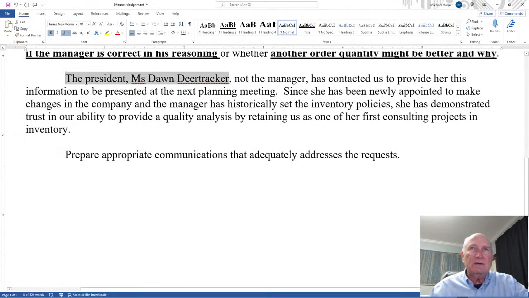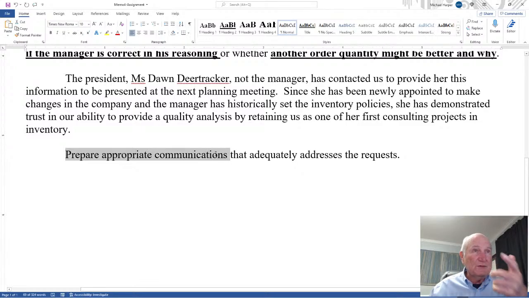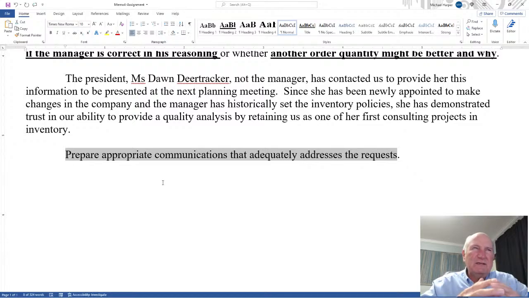The president, Ms. Dawn Deertracker, not the manager, has contacted us to provide her this information to be presented at the next planning meeting. Since she has been newly appointed to make changes in the company and the manager has historically set the inventory policies, she has demonstrated trust in our ability to provide a quality analysis by retaining us as one of her first consulting projects in inventory. So this sets the scenario. She's new. The manager has been there, has historically set the policies. She wants to know, is he correct in his reasoning, and is there another quantity that's better? Why is it better? And so she's come to us to bring that information. Prepare an appropriate communication within the scenario and also to the clients involved that adequately addresses the request. And notice I'm just using communications general because your communication requirements may be different every semester.